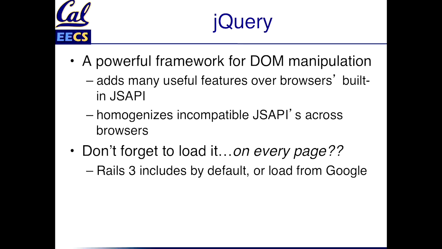Now, I mentioned before that because every HTML page has essentially its own copy of the interpreter in the global object, you've got to make sure that JavaScript is loaded for every page that wants to use it. So does that mean that you have to load jQuery, which is a pretty sizable library, right? It's hundreds of kilobytes. Do you have to load it on every page? And by the way, Rails 3 includes it by default. If you generate a new Rails app, you may not have noticed that jQuery is already included for you. If you don't want to load it from your own app directory, you can load it from Google.